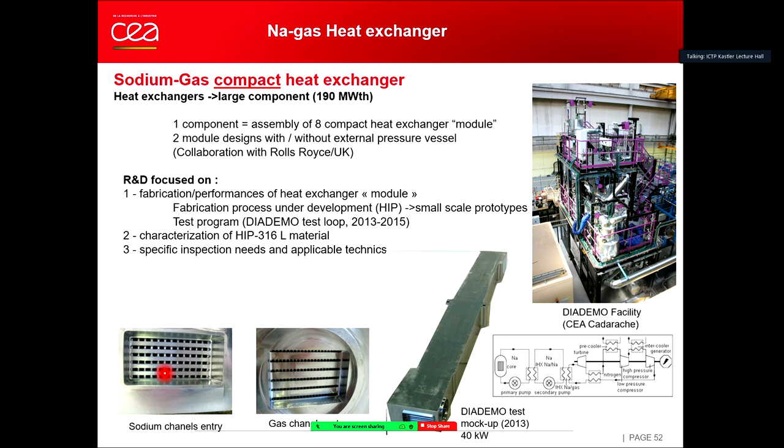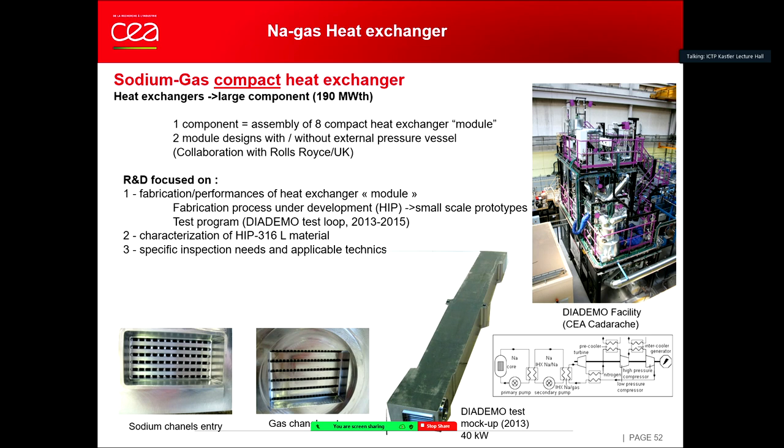Here you can see the shape of this exchanger, and we test some mockups. If we have the opportunity to come to Cadarache, we have a loop where we test various heat exchangers. We test a mockup of 40 kilowatt, but we have also designed an exchanger of 20 megawatt.